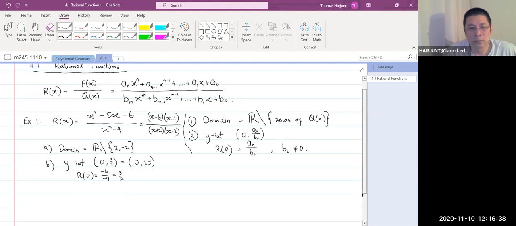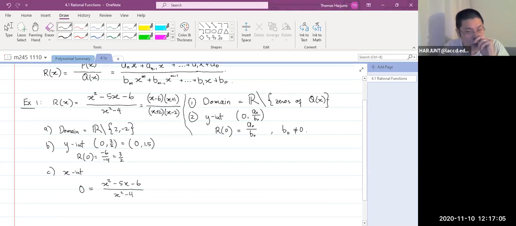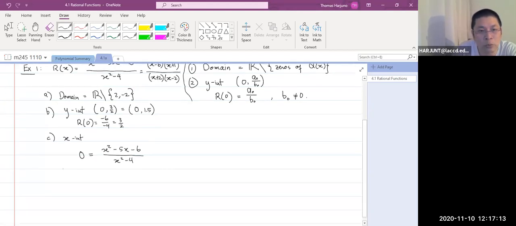Next one, how about the x-intercept? Just like before, for us to find the x-intercept, we set the function equal to 0. Let me just start from here. And how do we solve this rational equation? We multiply by the LCD, right?